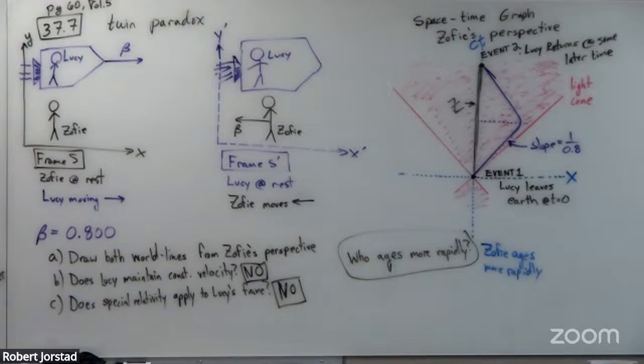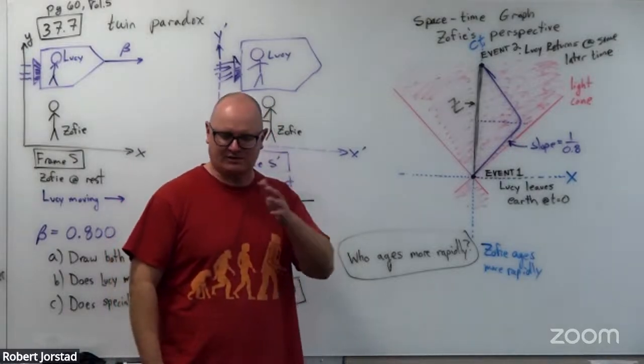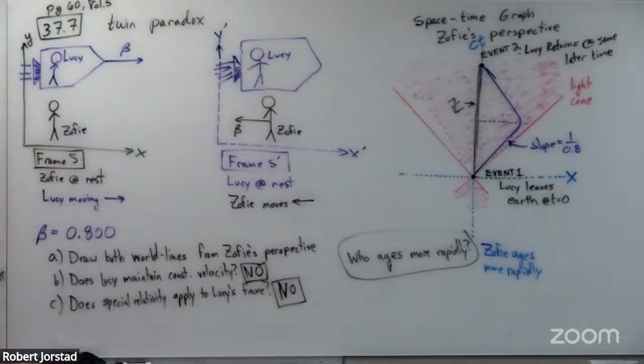The pole and the barn paradox, the next one, 37.8, you should try that now. It's a little bit more complicated when you're trying to draw these world lines, but I'm going to leave that one for you. All right, so let's call that good.